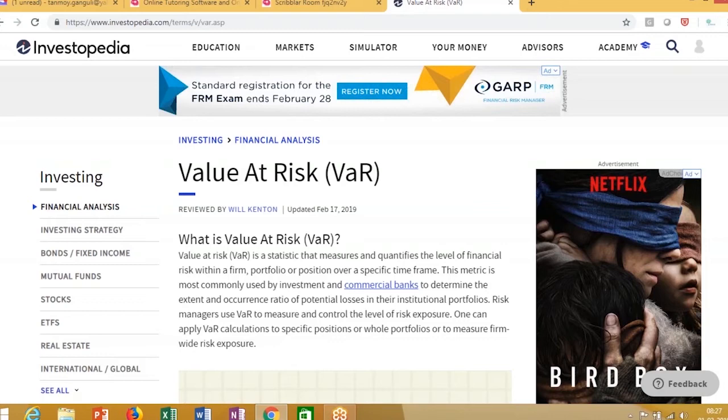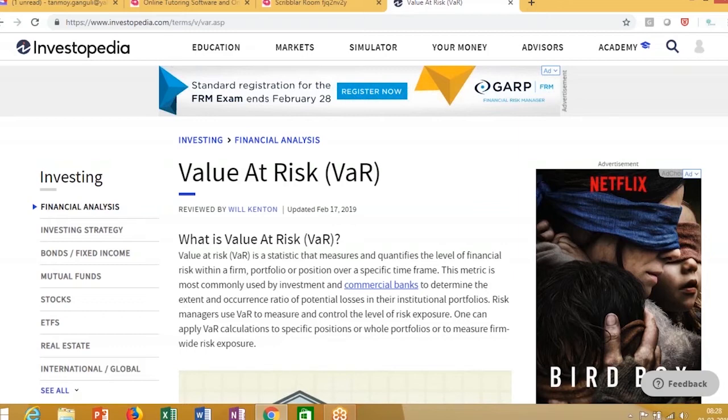This is largely used in market risk. It tries to tell me the probability, or the amount of loss, such that my loss would not exceed a certain specified level, say at 95%. So that's what value at risk is.